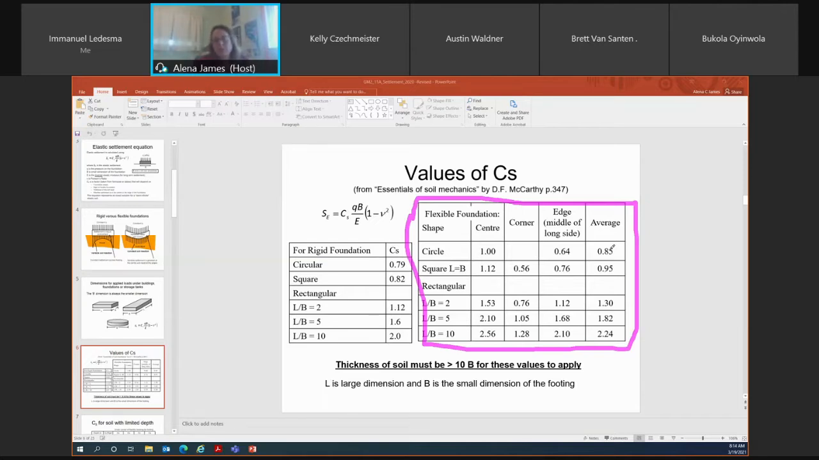So if I had a rectangular footing that was 5 meters by 10 meters, my L to B ratio would be 2. So for example, if I wanted to calculate settlement at the center of my foundation, the factor that I would use would be 1.53 for a flexible footing. If I had a rigid footing, my same factor would be 1.12.